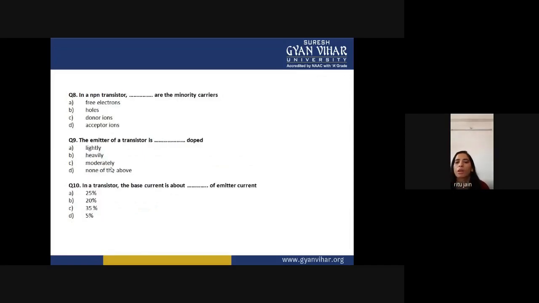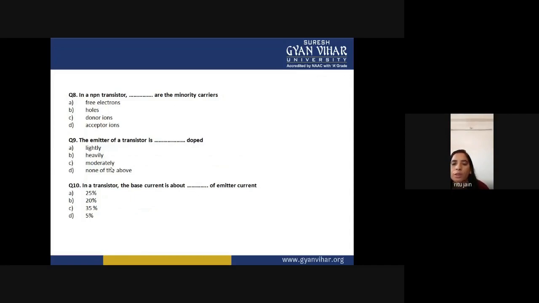Now, in an NPN transistor, blank are the minority carriers, because in an NPN transistor there are two N layers, and N type semiconductor means there are a large number of electrons compared to holes. So the minority carriers in an NPN transistor will be holes. The options are: free electrons, holes, donor ions, acceptor ions. So holes are the right answer for this question.